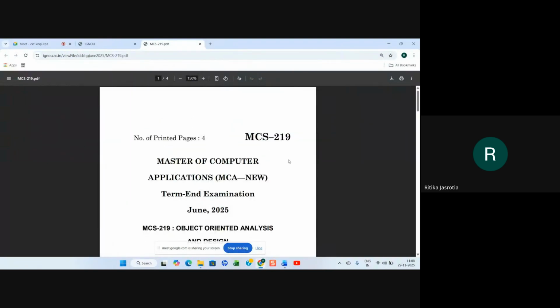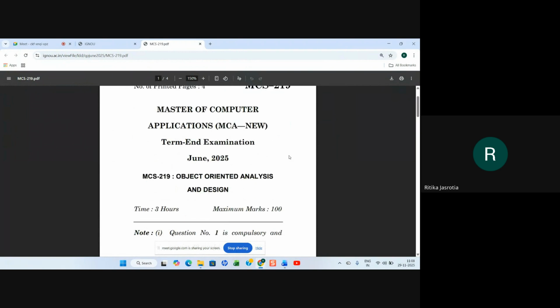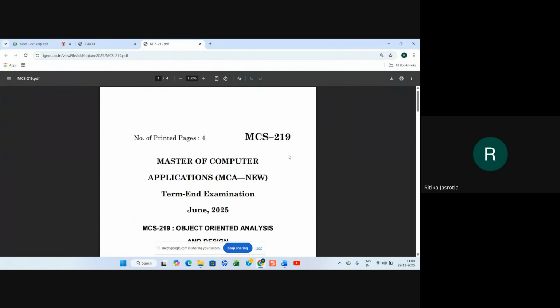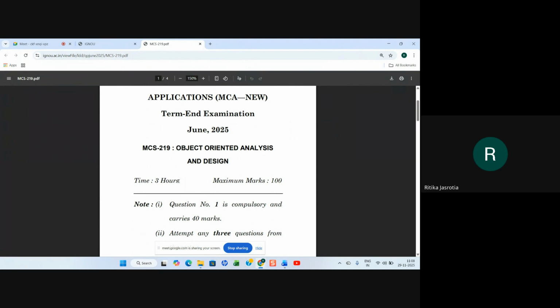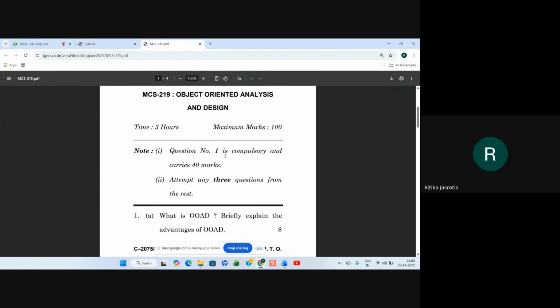This is your June 2025 paper, the latest which has been conducted, right? So here, if you see, it is a 3 hours paper. I've already told you, and the maximum marks is 100. Question number one is compulsory and carries 40 marks.